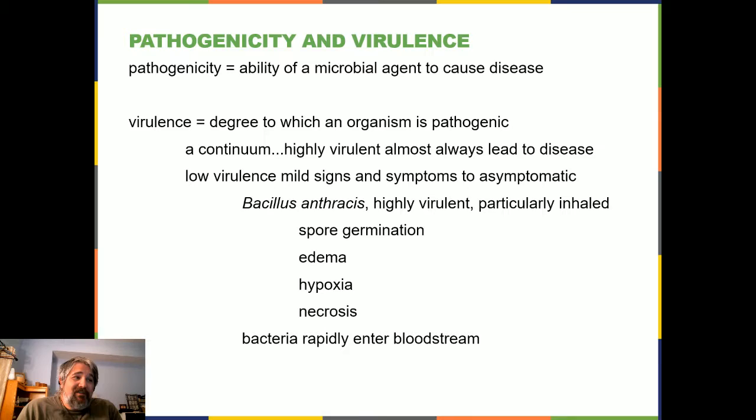So Bacillus anthracis, when viewed through this lens, is highly virulent, particularly if inhaled. The spores are able to germinate, cause swelling, hypoxia, and necrosis, and the bacteria is able to rapidly enter the bloodstream. Another thing we can consider a virulence factor explicitly includes the passive defenses the pathogen has, so that they are more able to cause disease by evading the immune system. Apparently not everyone agrees on that. They consider the attack capacities more indicative of virulence than the defense capacities. But I don't think there's a real controversy there.